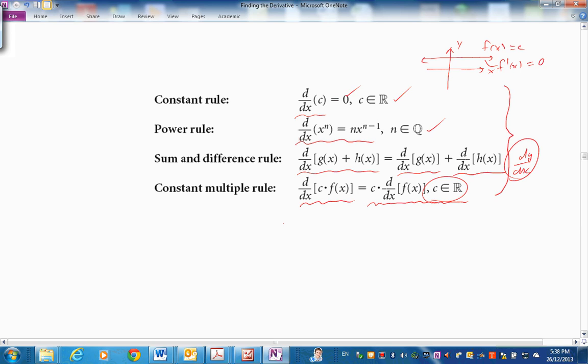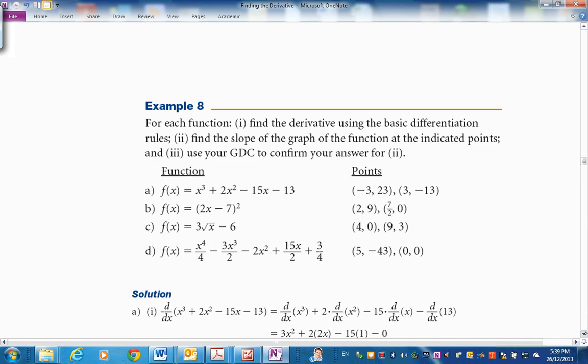So rules are now going to replace the first principles definition, if we're allowed to. If they say from first principles, we must go back to using this whole thing and the algebra involved there. But otherwise, let's start finding the slope of the tangent or the instantaneous rate of change using our rules. Okay, come on down and let's practice some of that.